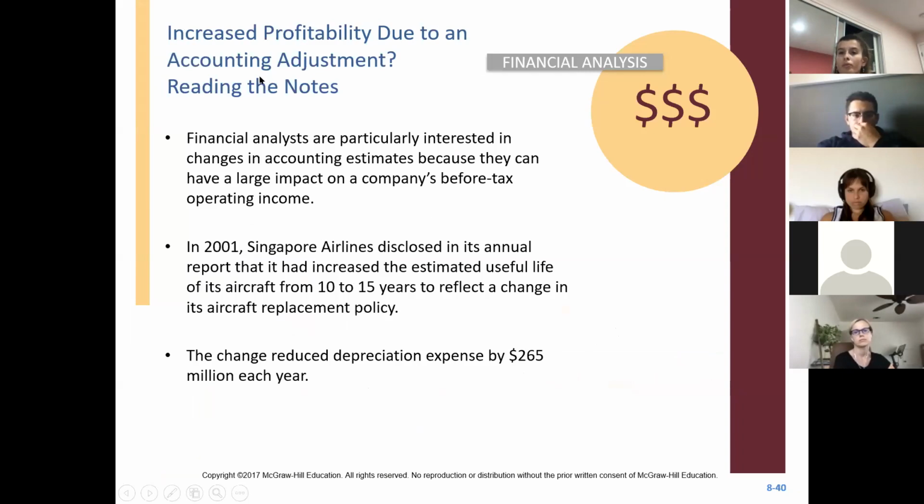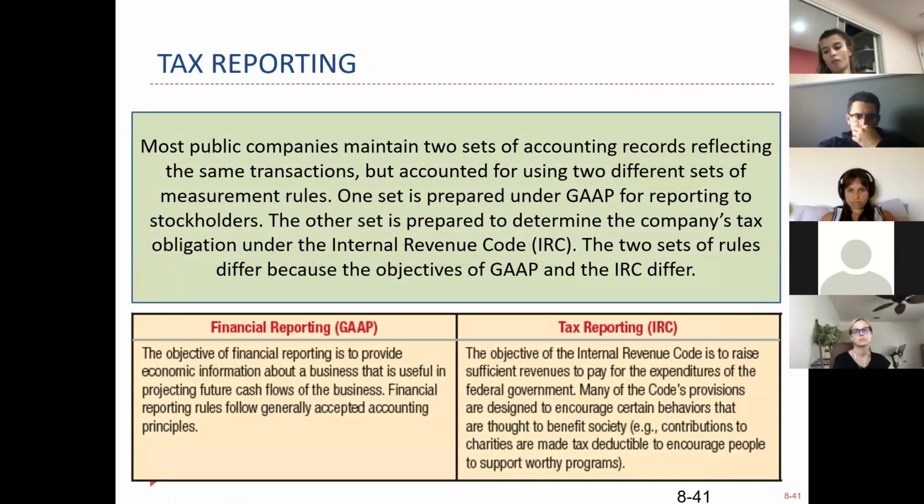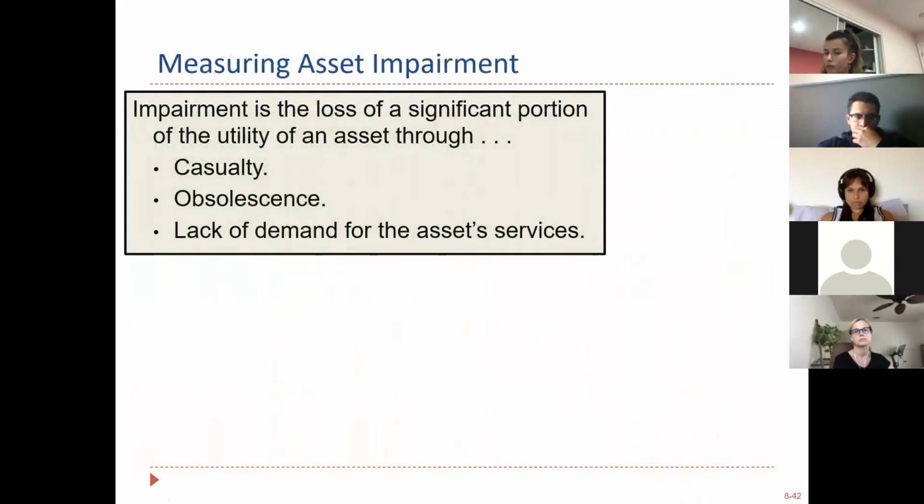Increased profitability due to an adjustment. Singapore disclosed that it increased the useful life from 10 to 15, and that had the effect of reducing their depreciation expense. Here, there's a real major change. And one last thing, when you look at the notes to the financial statements, they'll talk in pretty good detail about their depreciation methods, okay? Tax reporting, I'm not going to go into that deliberately.